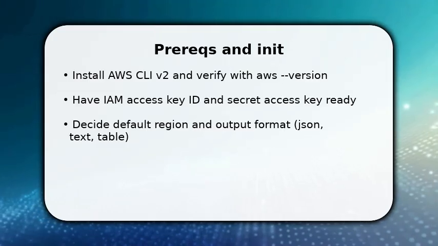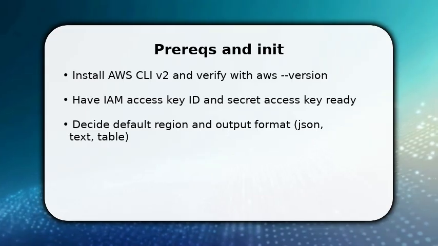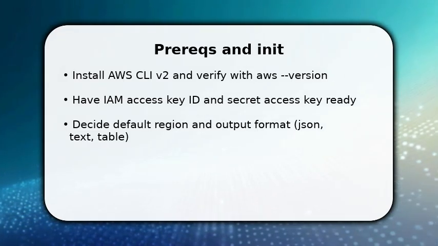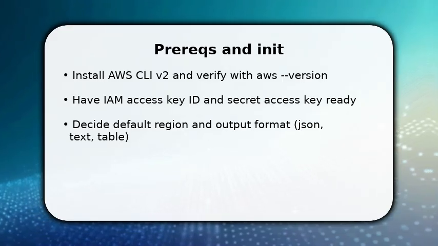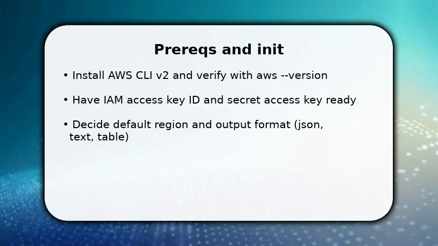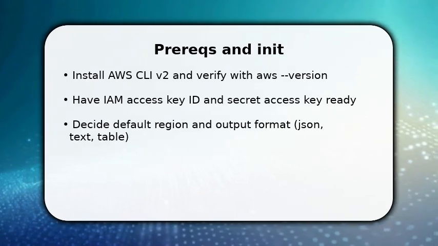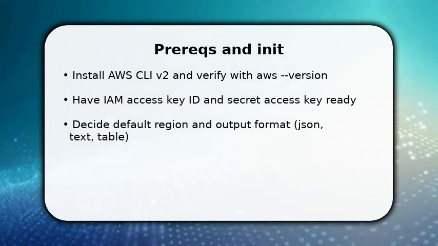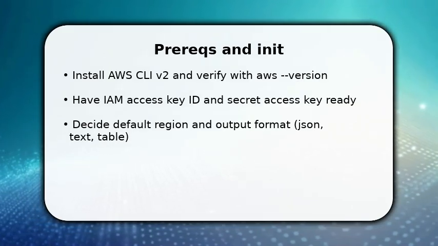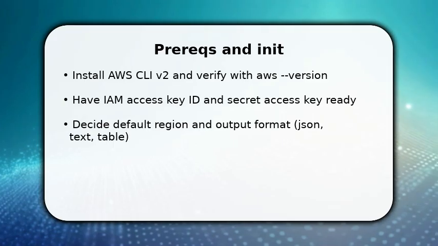You have the prerequisites. Now start configuring. First, open your terminal and run ozconfigure. When prompted, paste your IAM access key ID and secret access key exactly as provided. Next, set your default region to the closest AWS region code to reduce latency. Finally, choose an output format such as JSON for scripts or table for human reading.